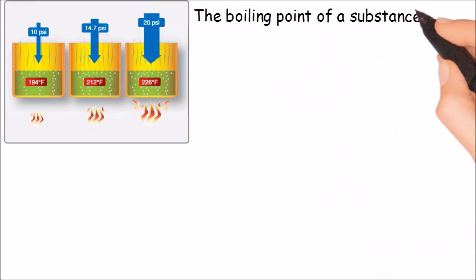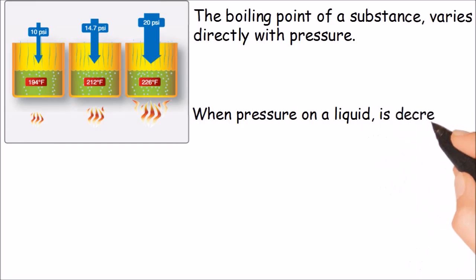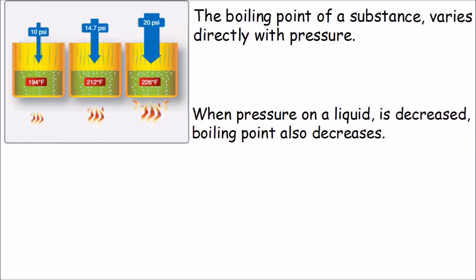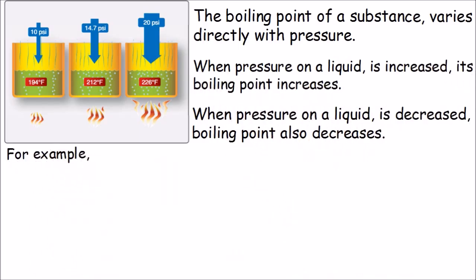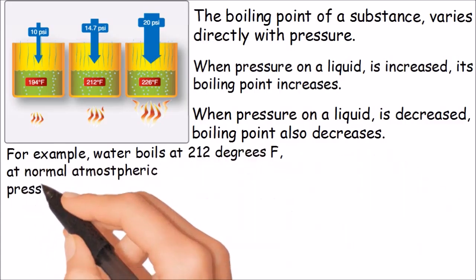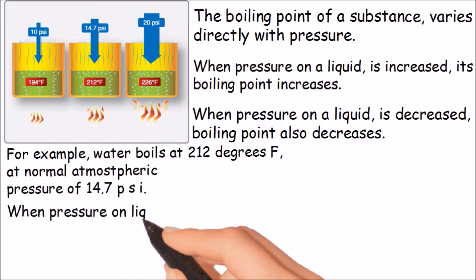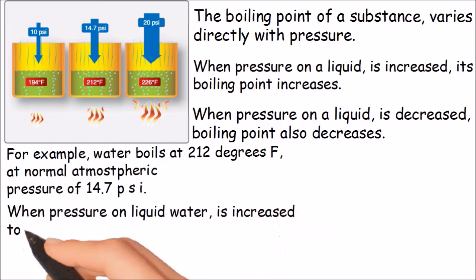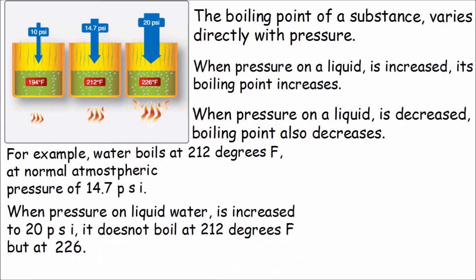The boiling point of a substance varies directly with pressure. When pressure on a liquid is decreased, boiling point also decreases. When pressure on a liquid is increased, its boiling point increases. For example, water boils at 212 degrees Fahrenheit at normal atmospheric pressure of 14.7 psi. When pressure on liquid water is increased to 20 psi, it does not boil at 212 degrees Fahrenheit but at 226.4 degrees Fahrenheit.